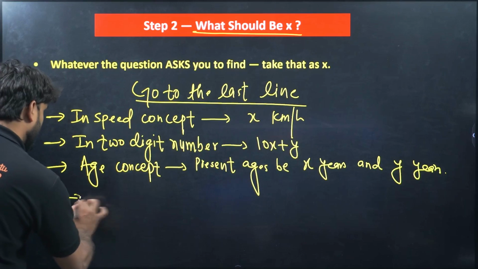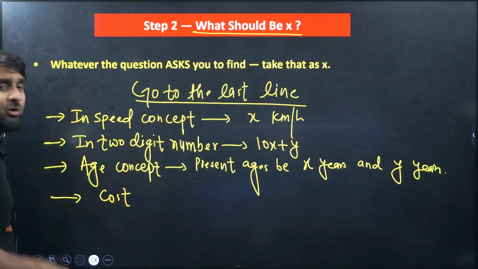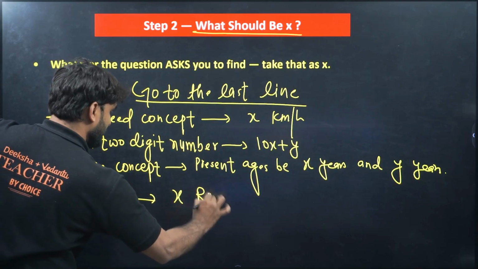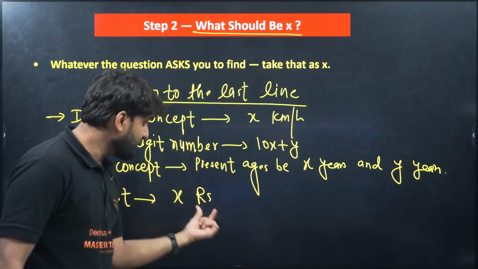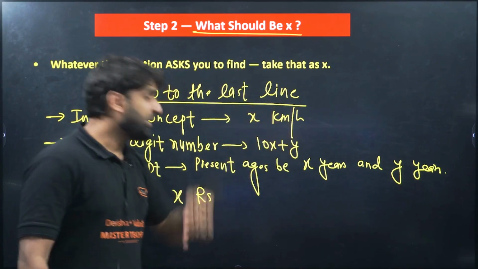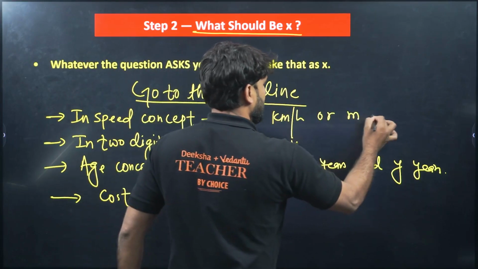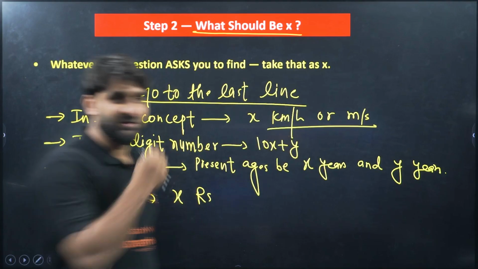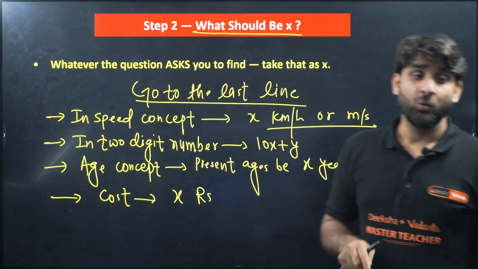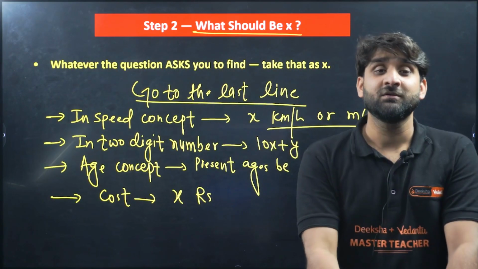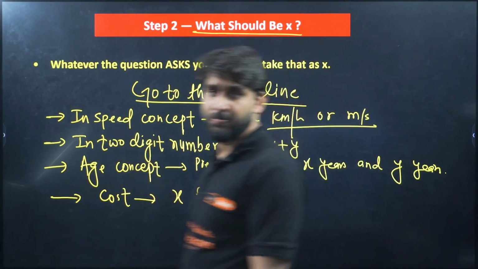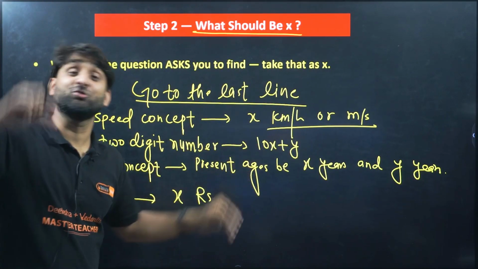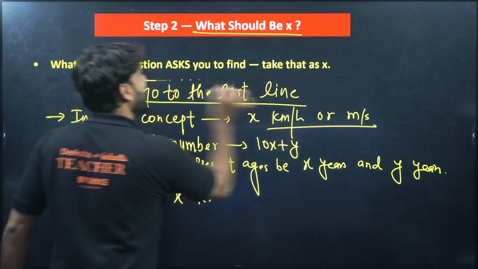For example, if we talk about cost type, what will be the cost of any article, any object? So let's assume X rupees. A unit should be there: rupees, year, kilometer per hour, or it can be meter per second also. X kilometer per hour or meter per second. So what should be X? Whatever the question asks you to find, that will be X. Clear, everyone? What you have to find out according to the question, go to the last line.